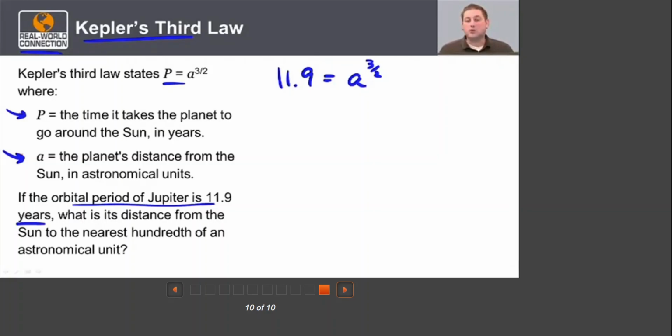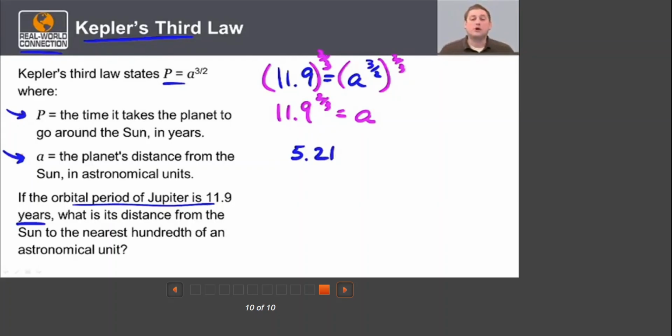Now, since I have a variable raised to a rational exponent, I'm going to go ahead and raise both sides to the reciprocal of my exponent, 2/3. And by raising A to the 3 halves to the 2/3, well, then we are going to end up with a value of just A. So I'm left with 11.9 raised to the 2/3 power. Now, raising 11.9 to the 2/3 power, we can square it and then take the cube root, or take the cube root and then square it. It doesn't really matter which one we do. If we squared it first, we get approximately 141.61, and then we would take the cube root of that and get a value of 5.21.